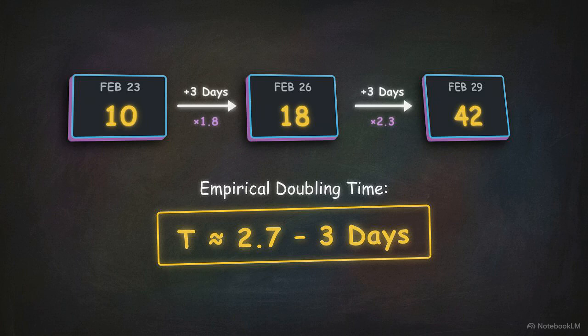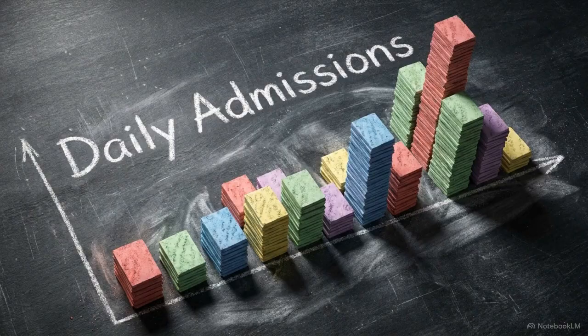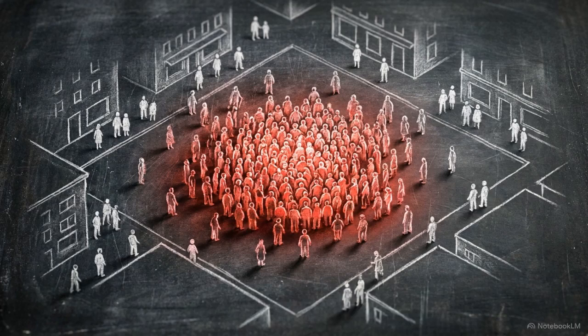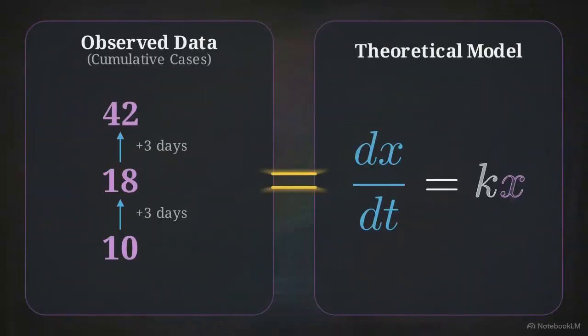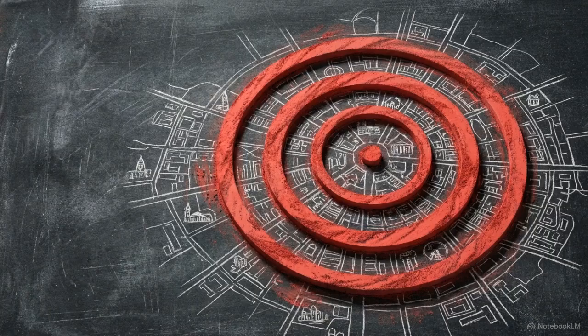Extracting these data points yields a definitive pattern. Going from 10 to 18 and 18 to 42 reveals that the empirical doubling time held steady at roughly 2.7 to 3 days. The virus was not adding a fixed sum of new cases per day. The number of new cases increased precisely alongside the number of existing cases, compounding on the existing pool. The raw epidemiological data perfectly mirrors the theoretical dx over dt equals k times x equation. In their early stages, outbreaks operate strictly on geometric proportionality.